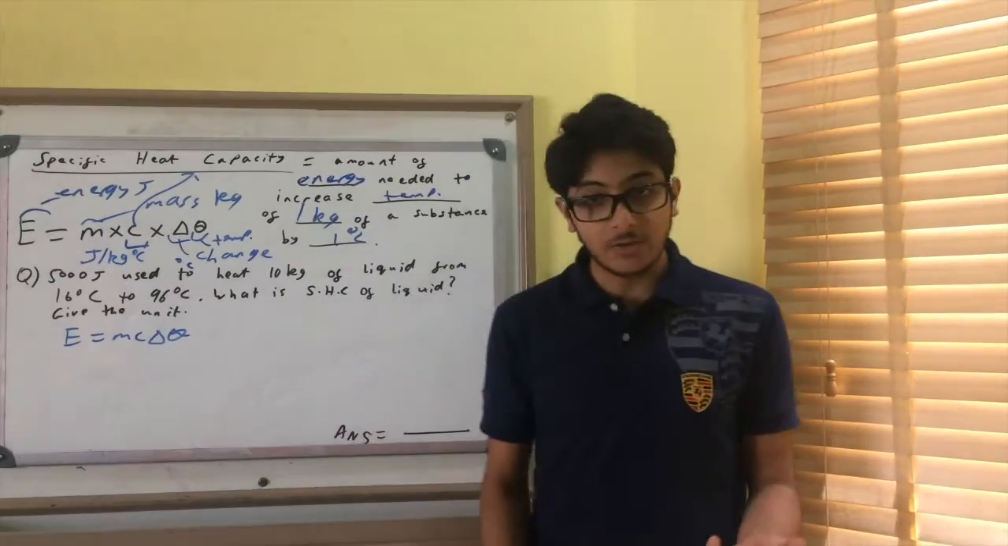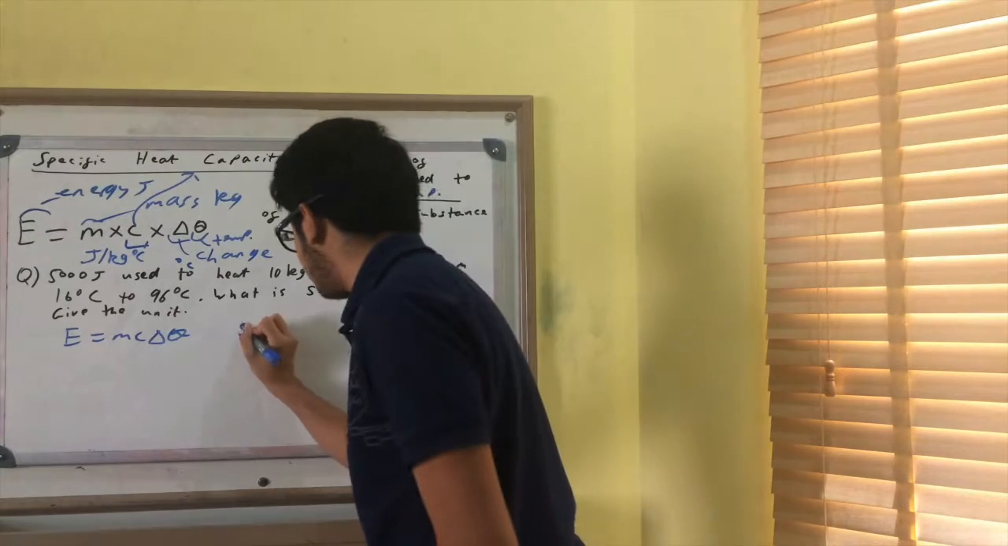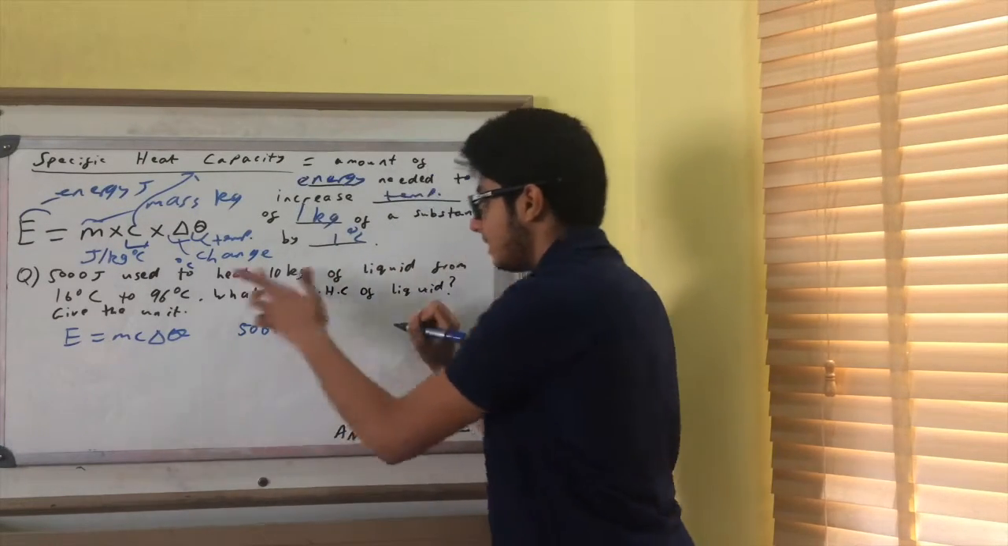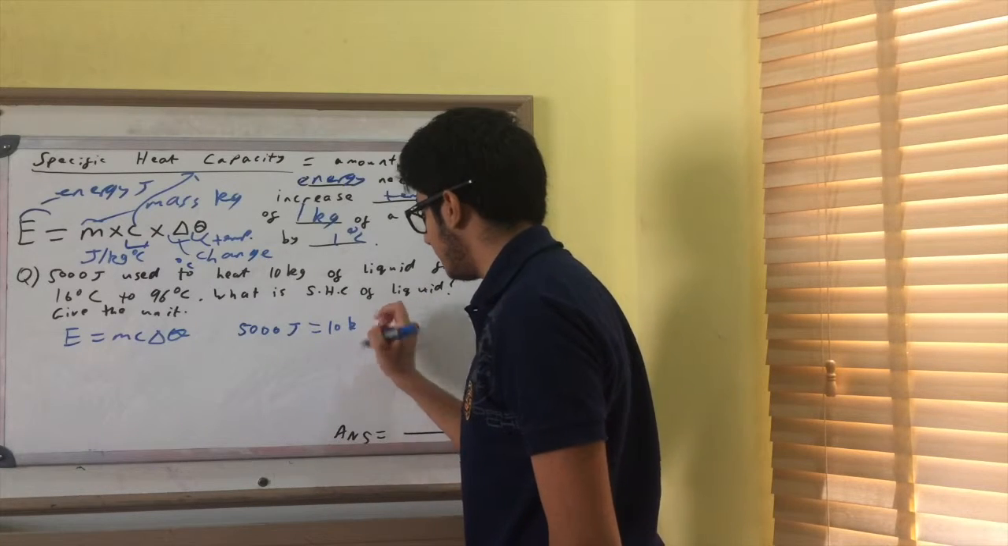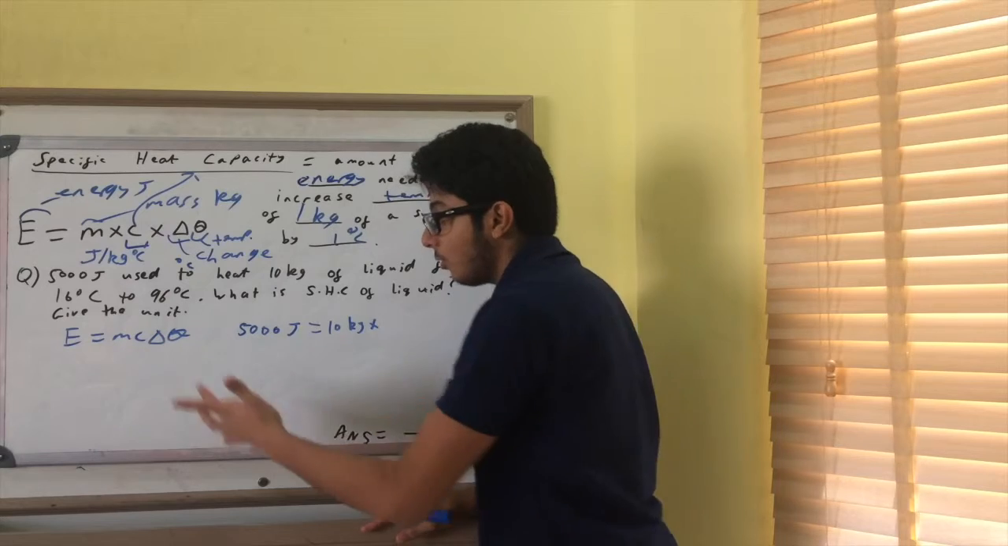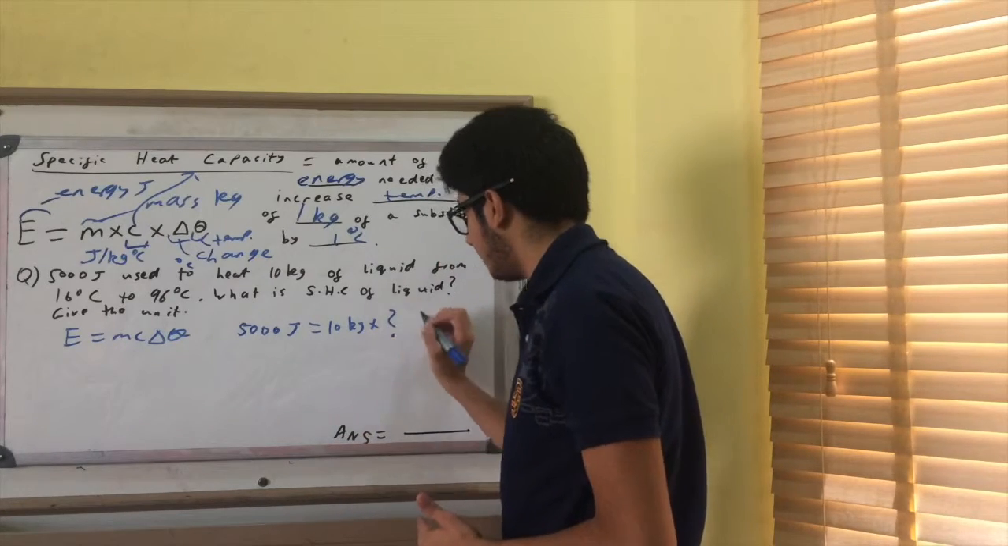Do we have the energy? Yes, 500 joules. Substitute in the values, we'll get a mark for that. It is equal to the mass. Do we have the mass? Yes, we do. 10 kilograms, multiplied by specific heat capacity. Do we have that? No, we're trying to work that out. So that's the question mark.